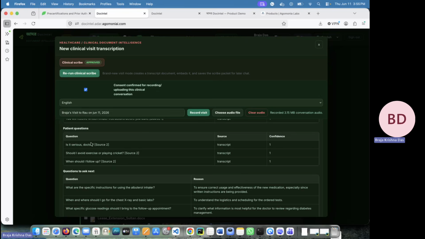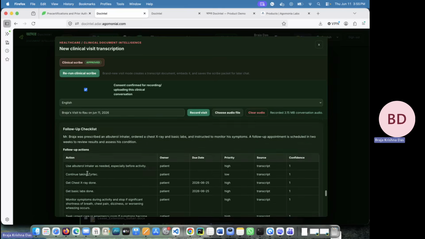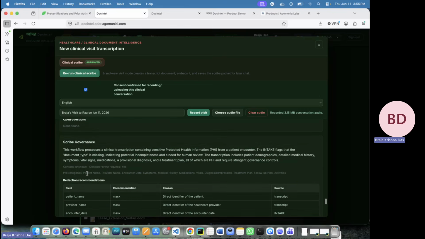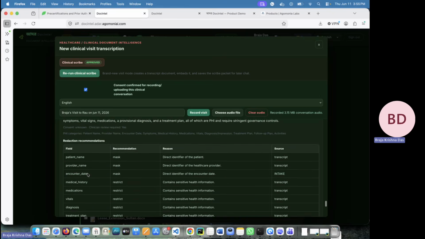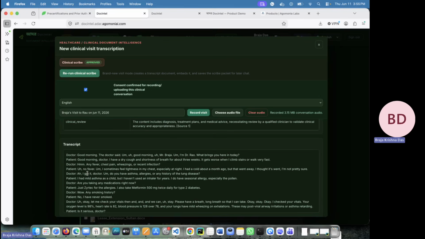Now, what are the patient questions? Sorry, I have a cough. I have a real cough actually. So it's not only the contents; it's a real problem. The question to ask next, you see that, right? Then the follow-up checklist. So everything, and Scribe governance, everything comes as a part of the workflow.